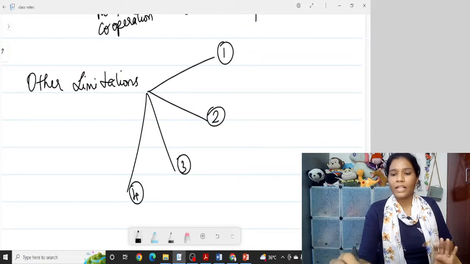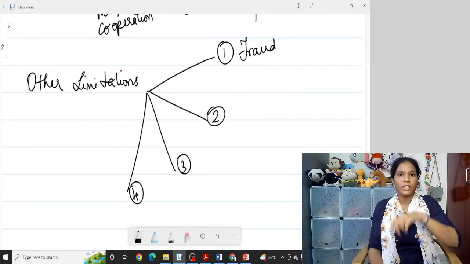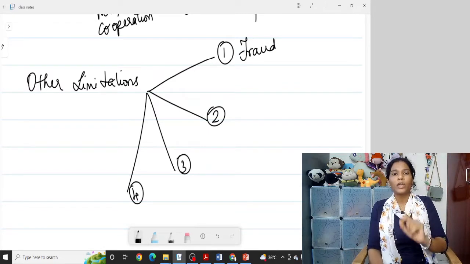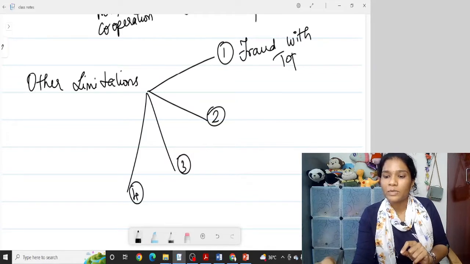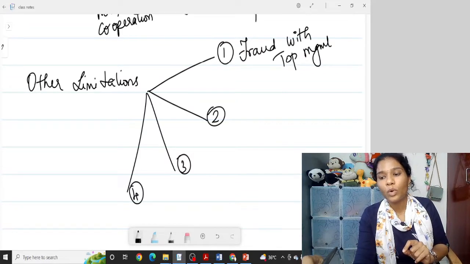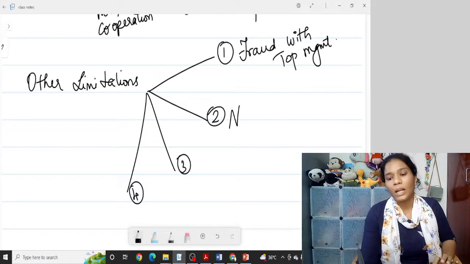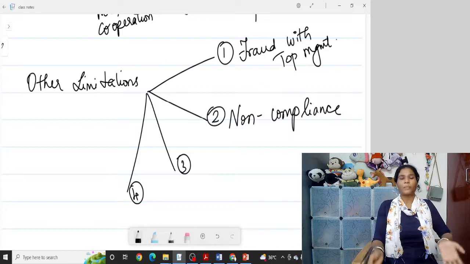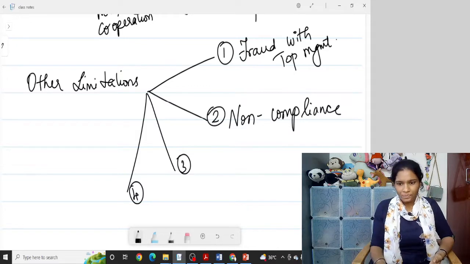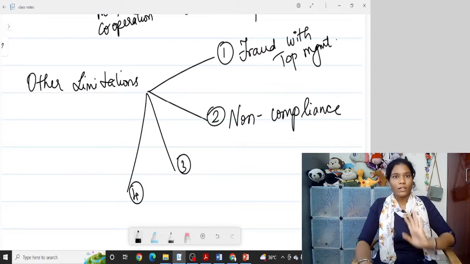Number 1 வந்து, fraud வச்சுக்கலாம். You might say that fraud is already involved in problem number 2. Fraud தான மேம் அப்படி நீங்க கேட்கலாம். But here they are talking about the fraud with involvement of top management. If top management is involved in this fraud, it is difficult for the auditor to find it out. So that acts as a limitation. Number 2, non-compliance. They are not complying with any rules, regulations, with the legality. They comply பண்ண மாட்றாங்க. So that is a limitation to me. So fraud with top management, non-compliance is there.